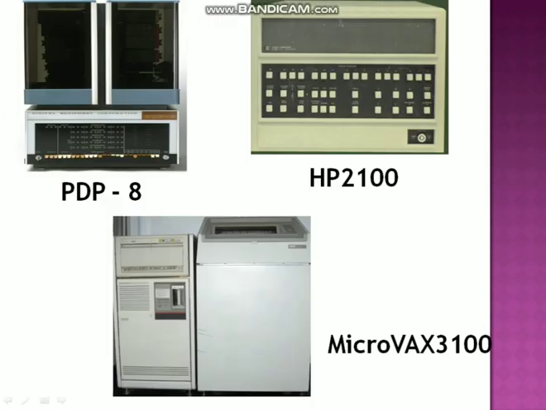So these are the examples of minicomputers: PDP-8, HP-2100, and Microvax 3100. These are the pictures of the same. These are the examples which are mentioned in your textbook.